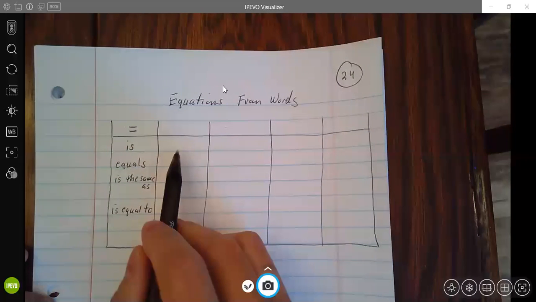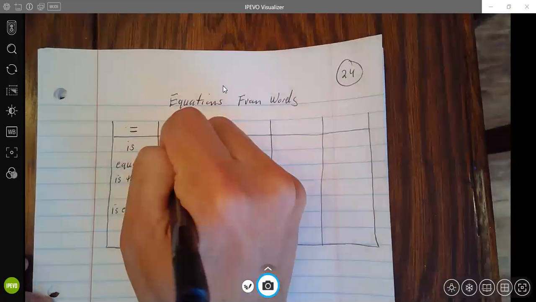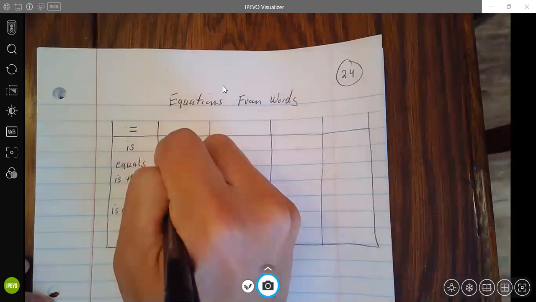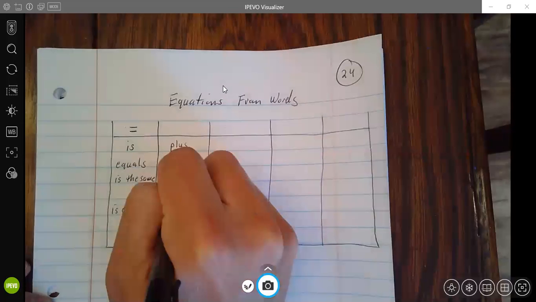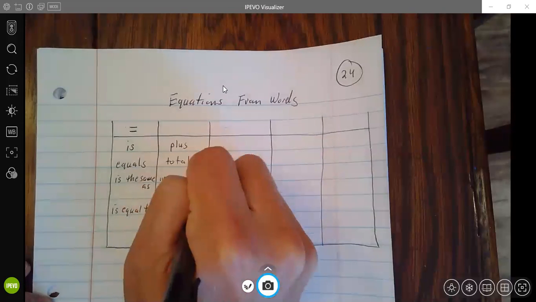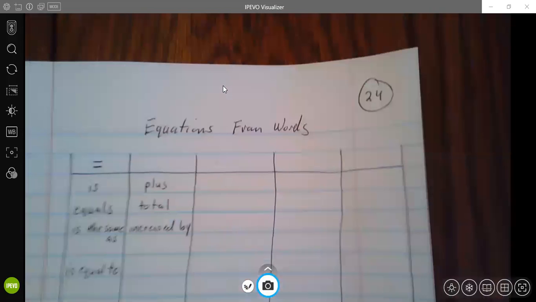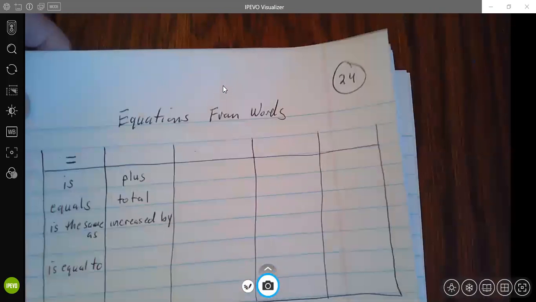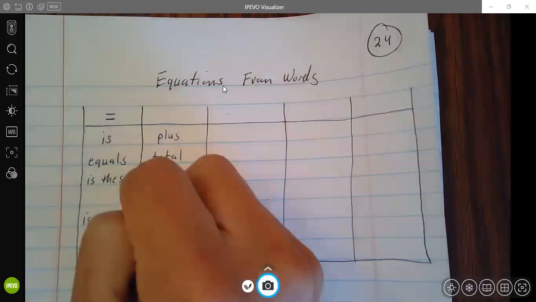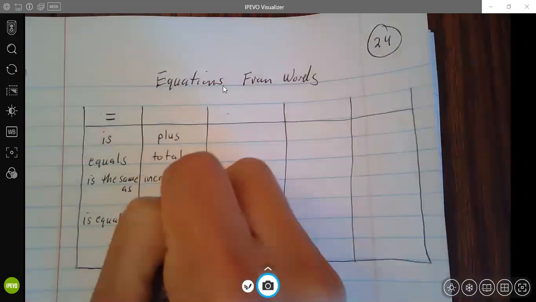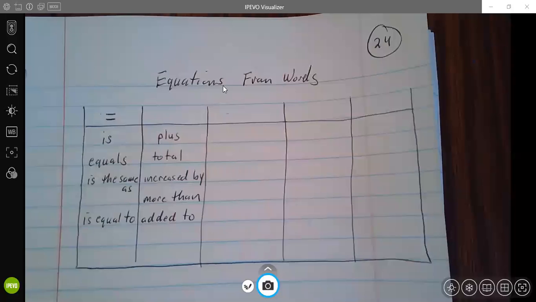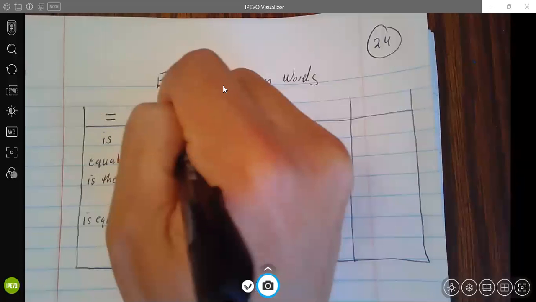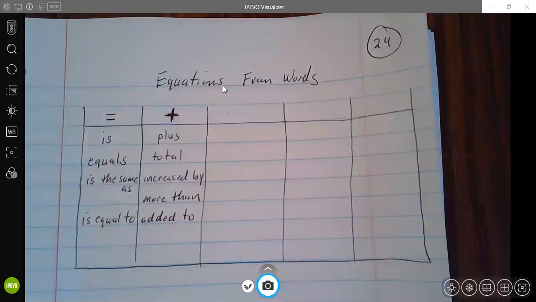The column next to that, I want you to put plus: total, increased by, more than, or added to. Those are the phrases you're going to hear for addition.